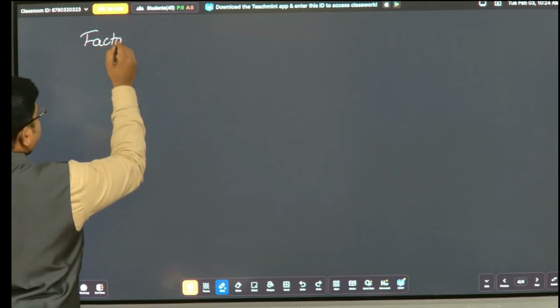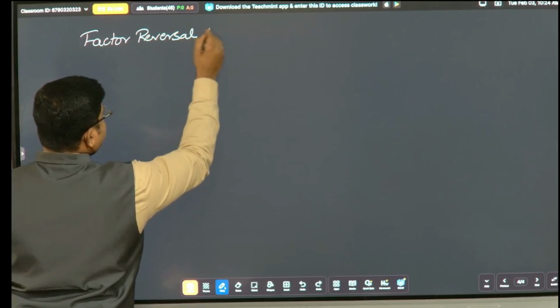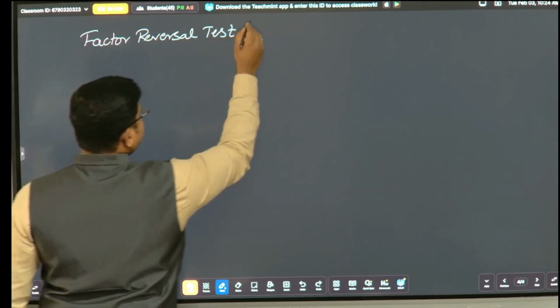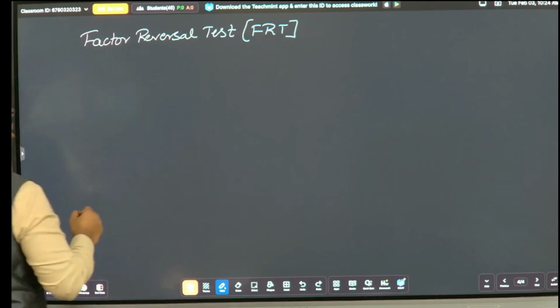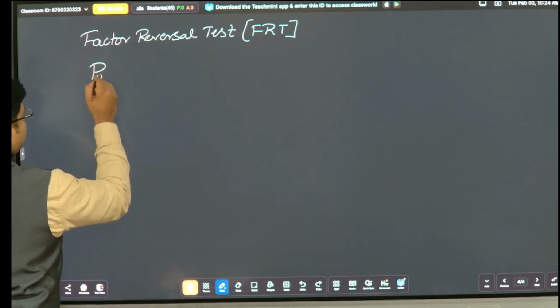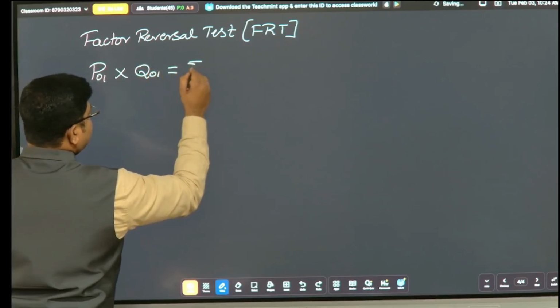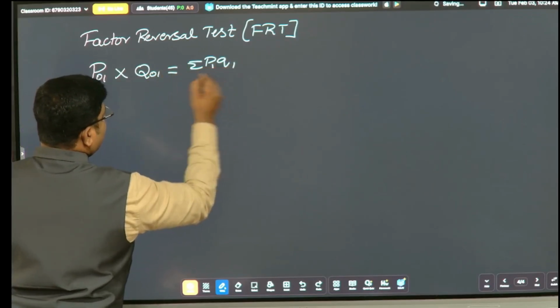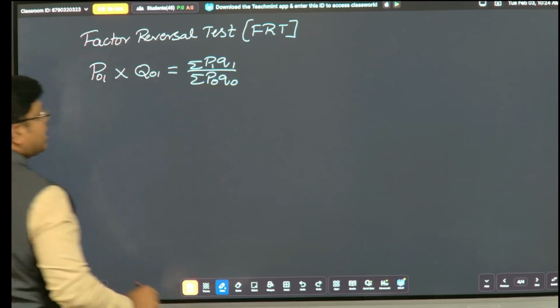Factor reversal test. It is also called as FRT. Okay, what is the formula? P01 into Q01 is equal to summation P1 Q1 divided by summation P0 Q0. Any doubt?